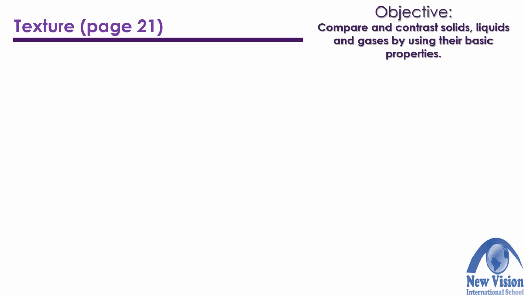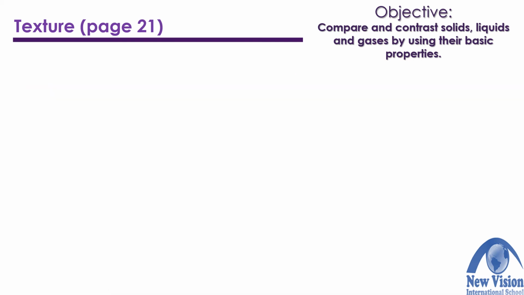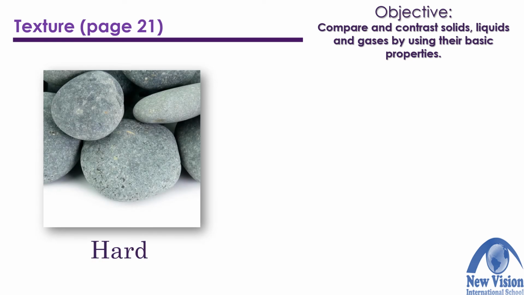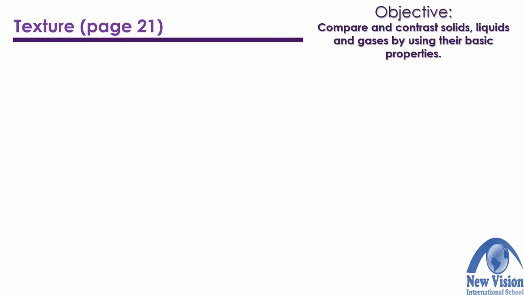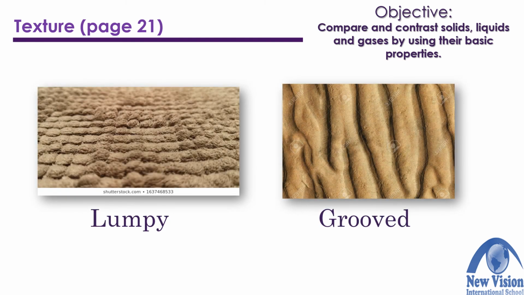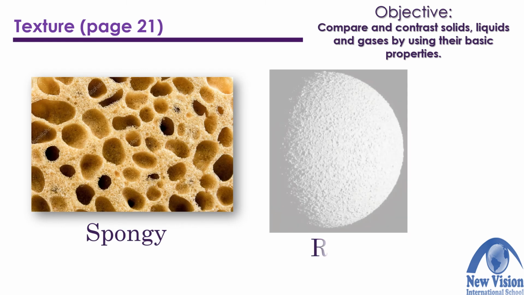Another physical property of matter is texture. The surface structure that you can feel by touching a material is its texture. When you touch a solid object, you can feel if it is hard, or you can feel if it is smooth. Other objects may feel lumpy or grooved. Some feel spongy, some are rough.